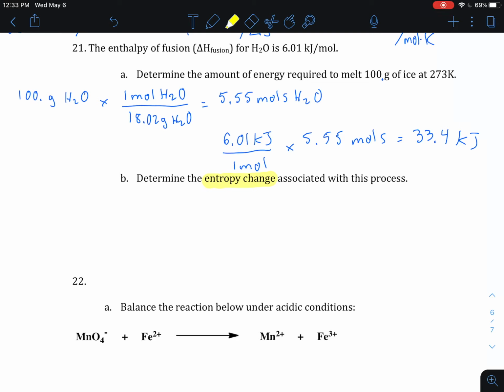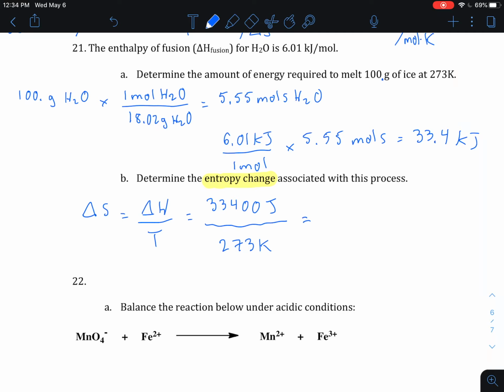And then in part B, now it says determine the entropy change. So now that I know delta H, I can figure out delta S. So remember, the real definition of entropy is based on considering the ratio of heat flow to the temperature at which the heat flow occurs. So we're kind of restricted to only calculating this for constant temperature processes like changing the phase of a substance. So 33, I'm just going to make it in joules now, 33400 joules.